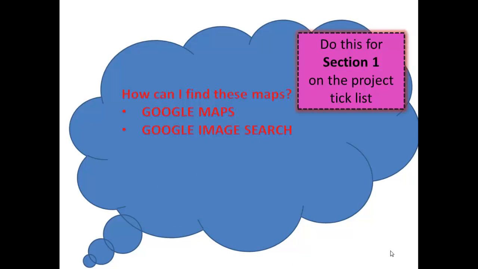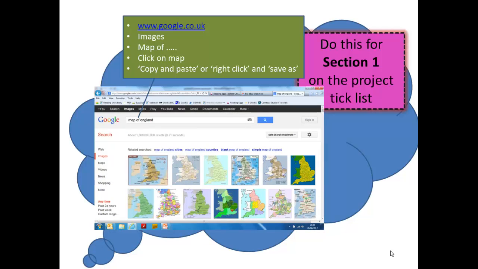The second place you can find maps is using a Google image search. Again, go to Google and on the black menu bar click on Images. In the search bar, write in the name of the map you'd like to look for. I decided to look for a map of England, and these are all of the images that came up. I need to find the one that best suits my needs and click on it. From there I will copy and paste, or I could right click and save as. Don't just click on the thumbnail and copy that because you'll get a very low resolution map.